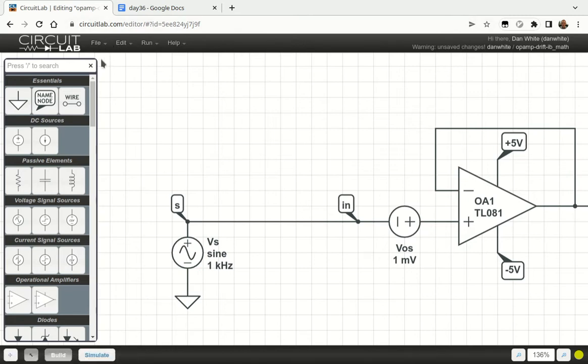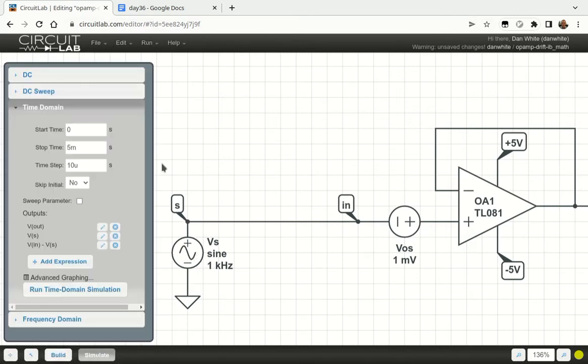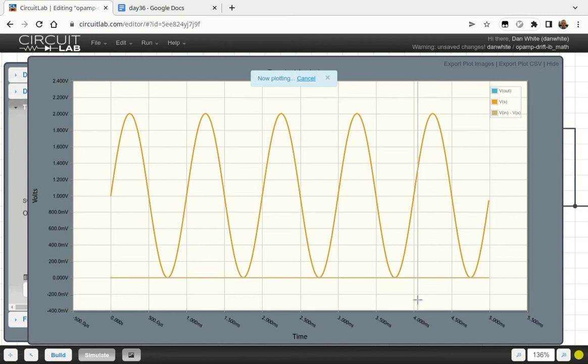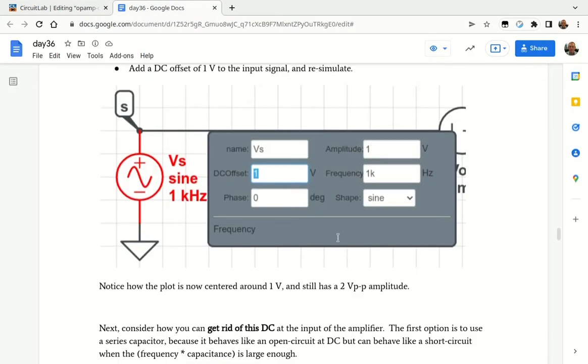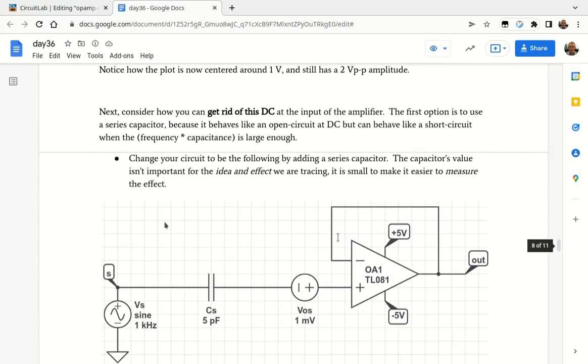I'm going to run the simulation. 0 to 5, 10 microseconds. Run this time domain simulation. The output obviously is centered at 1 volt. It goes up by 1, goes down by 1, so it goes from 0 to 2 volts peak to peak. Not very exciting.